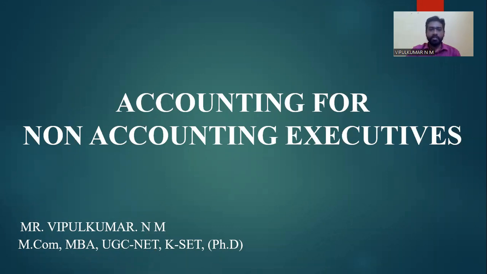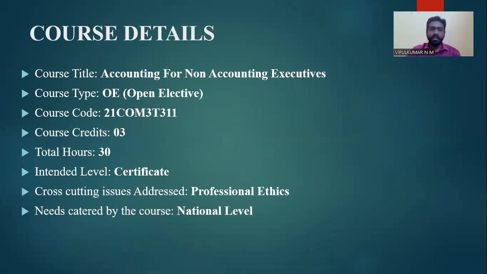I'm going to introduce a subject called Accounting for Non-Accounting Executives. Course details. The course title is Accounting for Non-Accounting Executives. It's an open elective course. The course code is 21 COM 3T311. It's a 3-credit course. 30 hours is allotted for the subject. The level is certificate. The cross-cutting issue addressed is professional ethics, and the needs addressed by the course is national level.